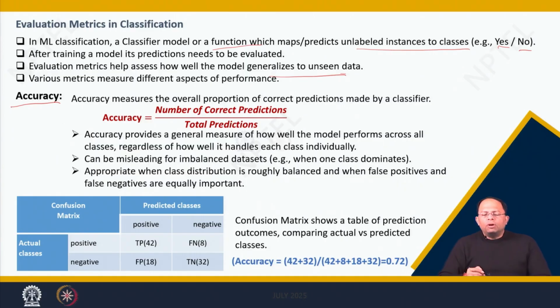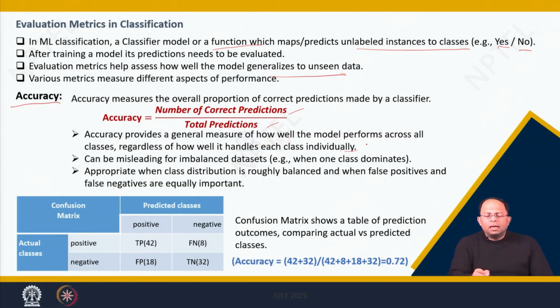Now, accuracy measures the overall proportion of correct predictions made by a classifier. So that means the total number of correct predictions divided by the total number of predictions. That's simple. Out of so many predictions, how many are correctly predicted. So this provides a general measure of how well the model performs across all classes, regardless of how well it handles each class individually, because it tells me how good the model is in total. That means we take each class, see how well each one is predicted, and sum them all up, right? But sometimes it may be misleading.